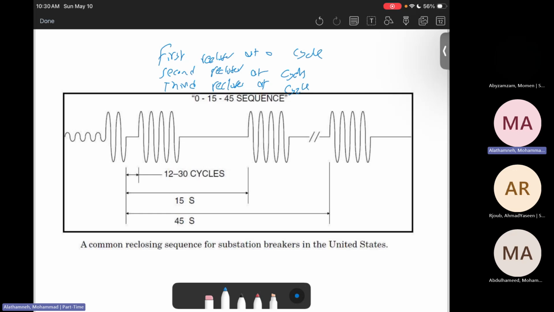Okay, so here is how we have 3 recloser attempts. Once they are consumed, then the fault will be understood as permanent. Then it's no longer temporary. It's going to be permanent. Therefore, the circuit breaker will be tripped after the third time, and that's all.